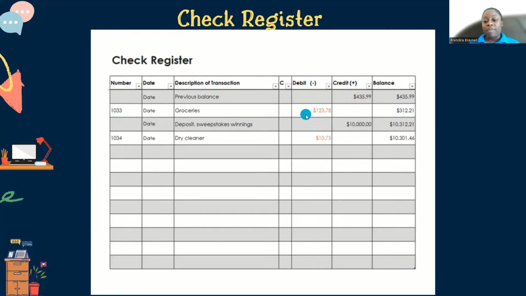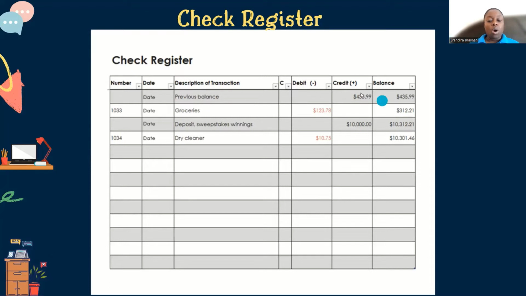and I wrote it in the amount of $123.78. If I have funds of $435.99, and I write a check, that means I'm spending, or I should subtract this amount from my balance. So now, once that person carries the check to the bank, I'm only going to have $312.21 left to use as payment.